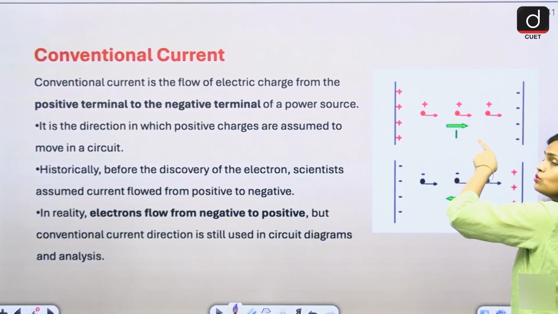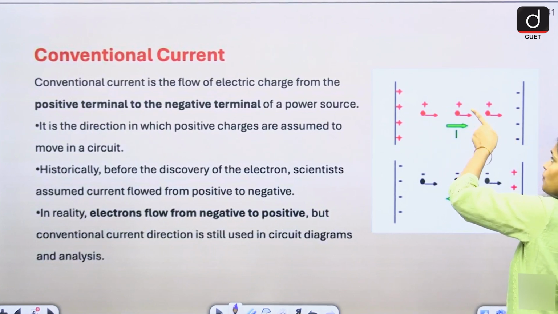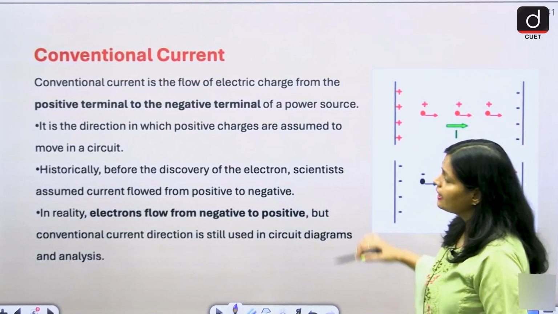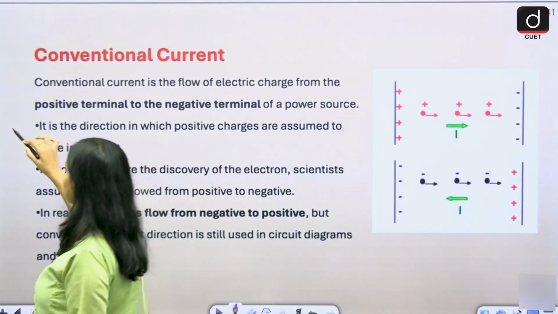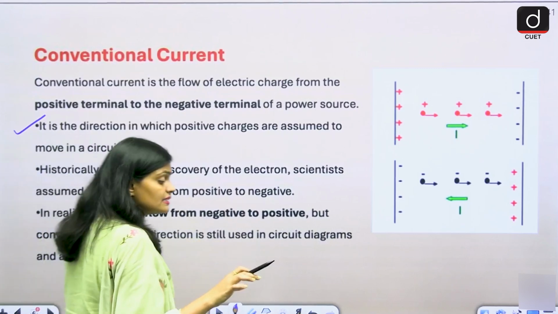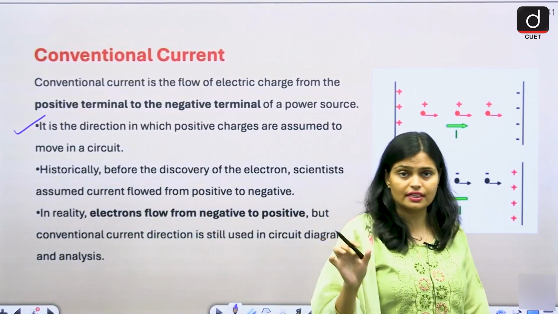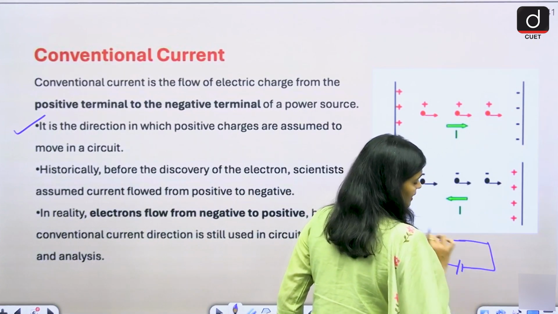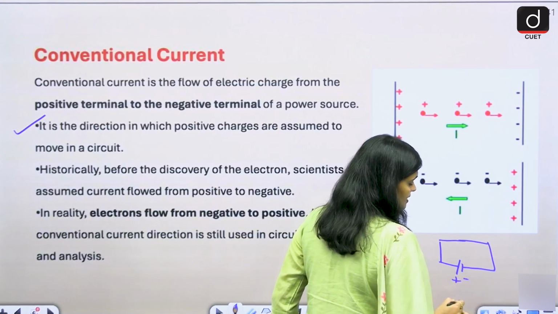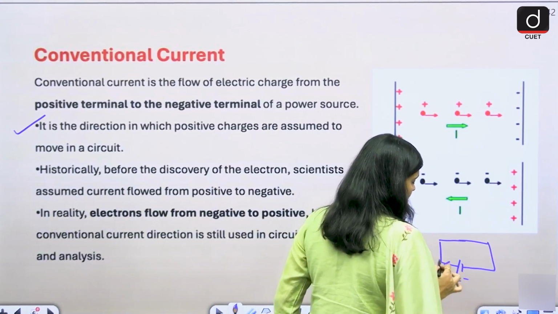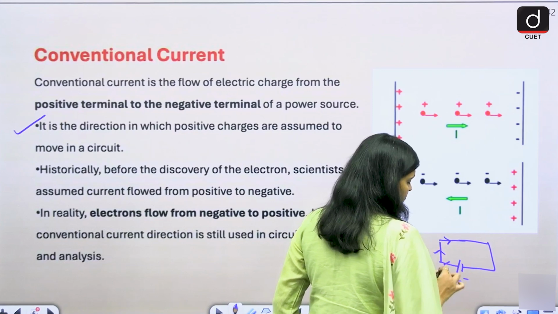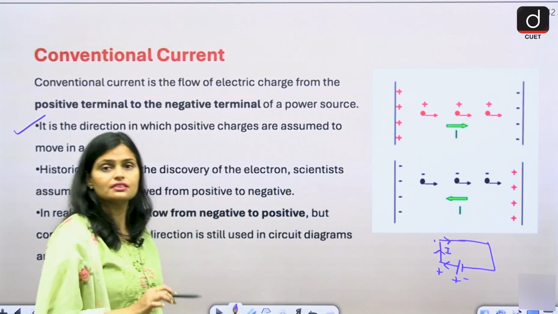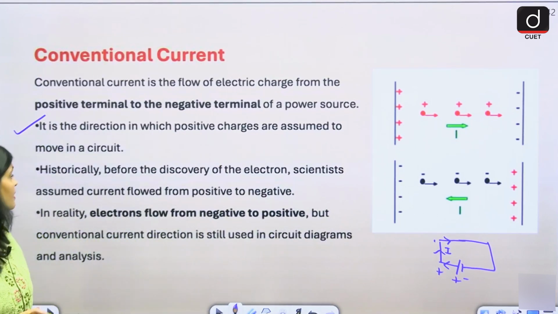See, current is also flowing. Positive charges flow from positive to negative, current also flows from positive to negative. It is the direction in which positive charge is assumed to move in a circuit. Like suppose you have a circuit. ये हमारी एक circuit है. This is the positive terminal, this is the negative terminal. Always the positive charge is moving in this direction, and the current also is moving in this direction. So this happens in the circuit.